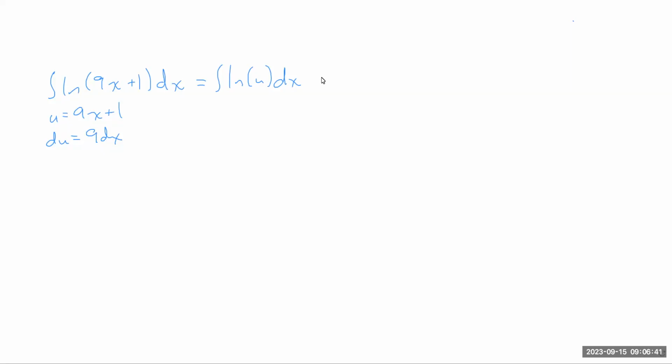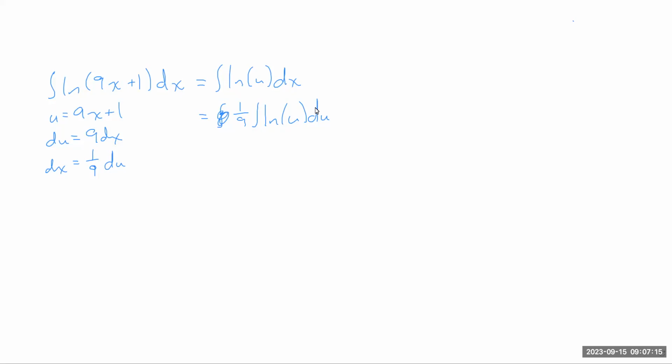So if I want to use substitution, I have to finish the substitution, right? So how do I do that? Okay, so dx equals a ninth du. So this is true. It's equal to 1/9 times the integral of the natural log of u du. Do we know the integral of natural log of u? No.